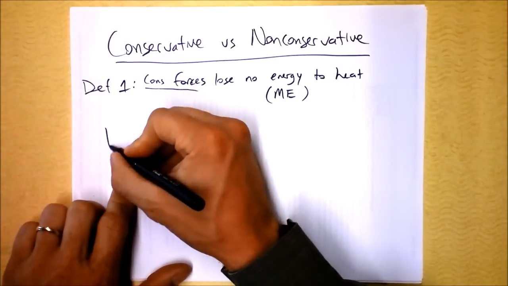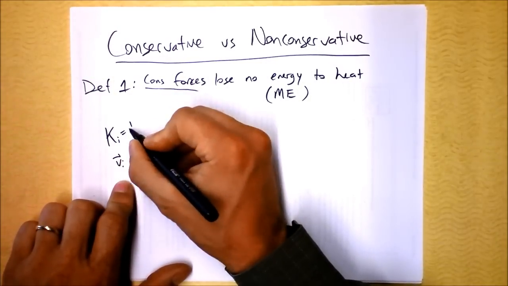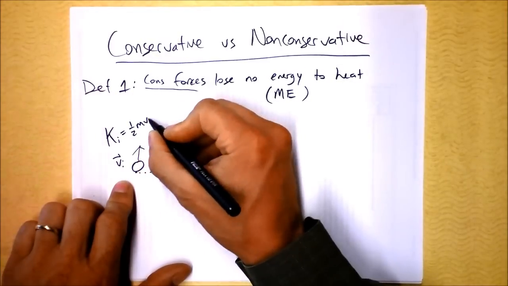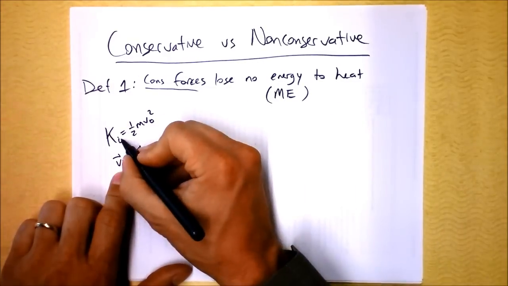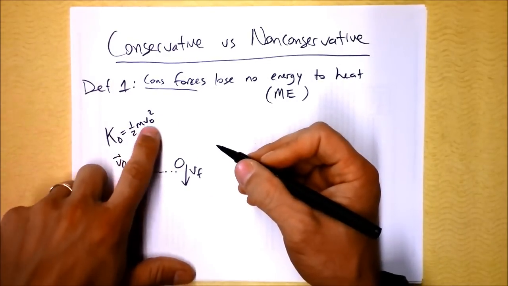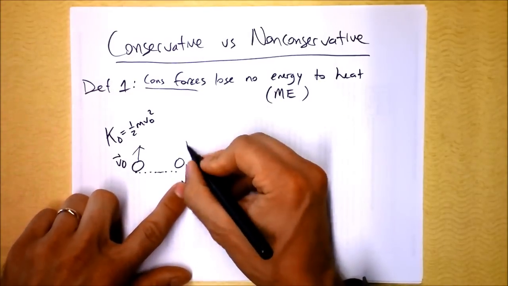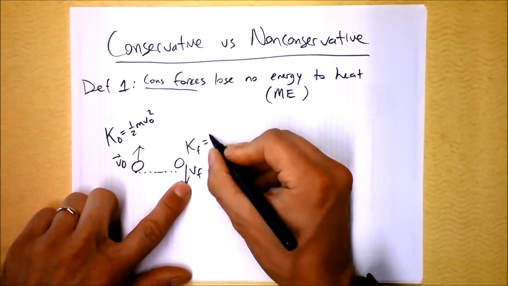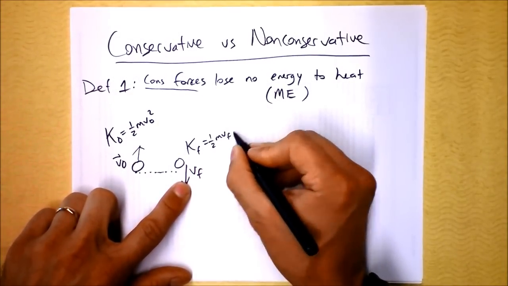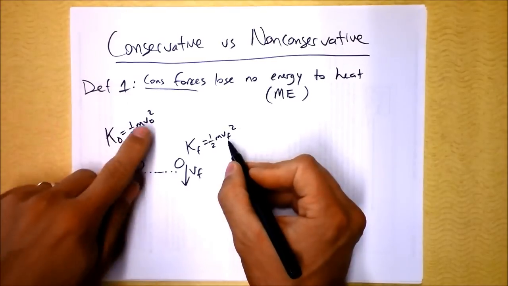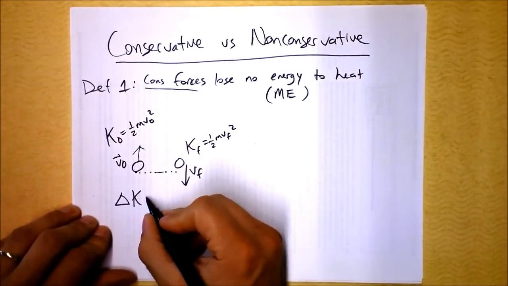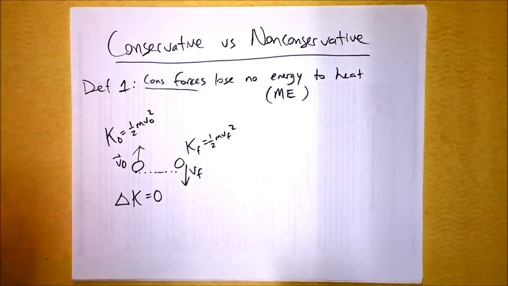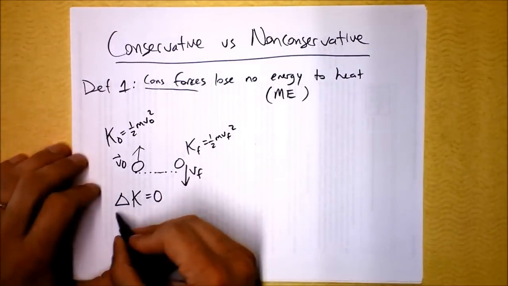That means that over here, the initial kinetic energy is 1/2 m v initial squared. I guess I should use knots so that I can be consistent. The initial kinetic energy is 1/2 m v naught squared, and the final kinetic energy is 1/2 m v final squared, and the direction doesn't matter because we're squaring those, so we can say that the change in kinetic energy is 0 in this case.